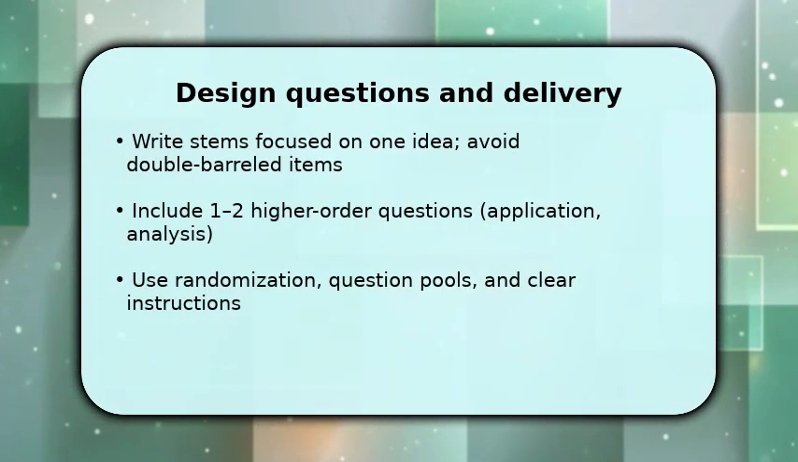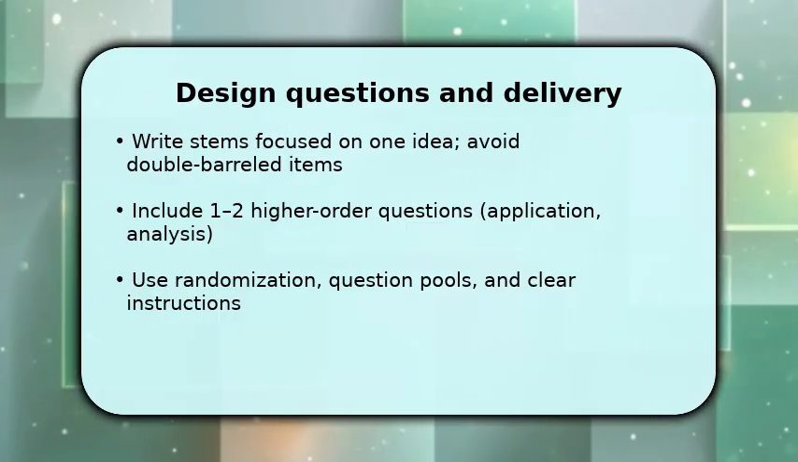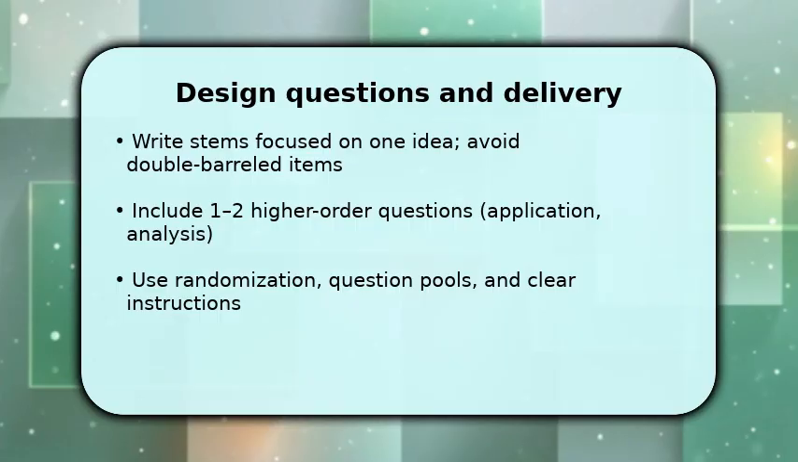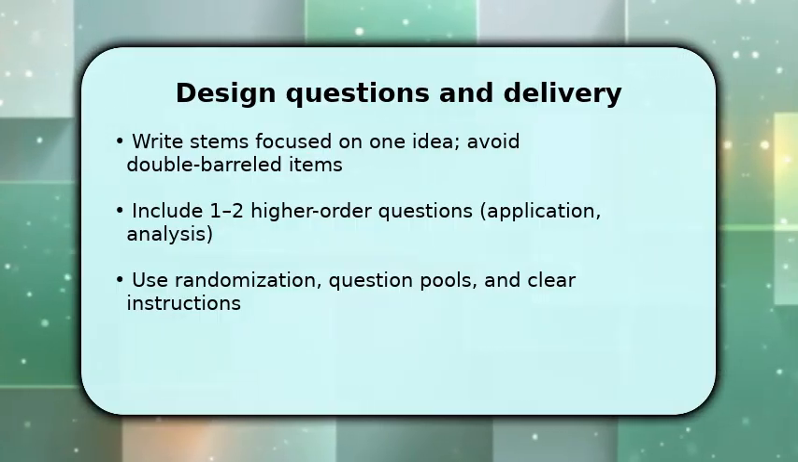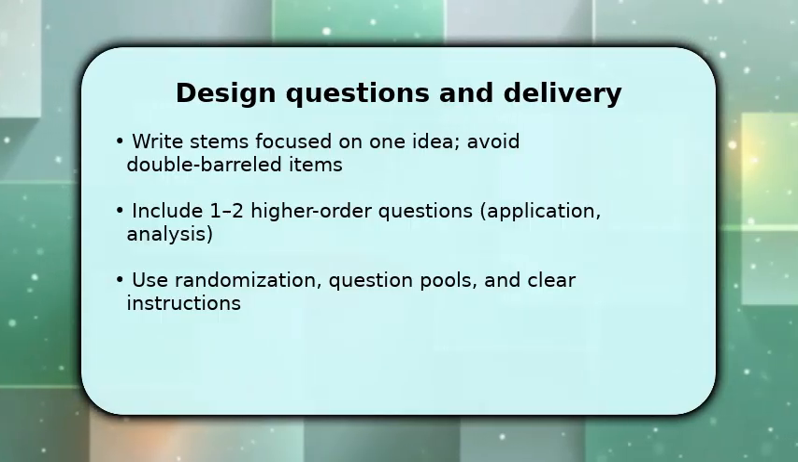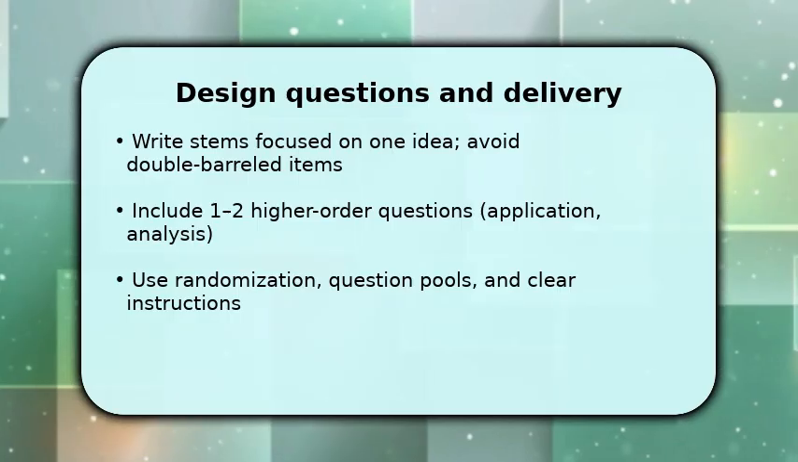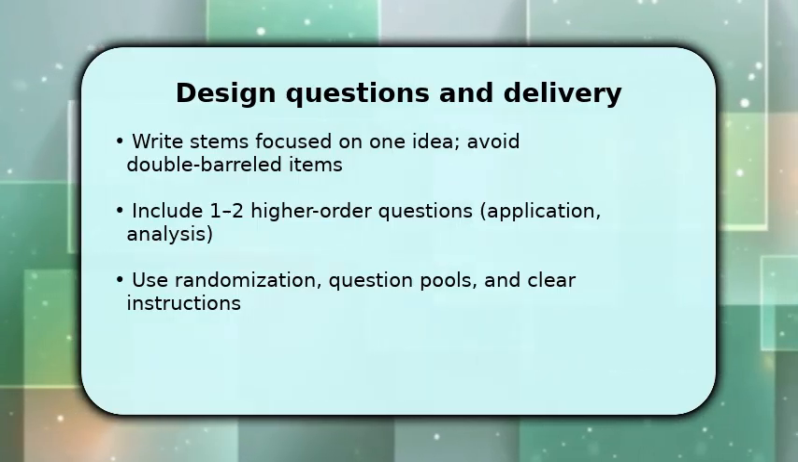Now build the core. Write clear stems that test a single concept and avoid traps like double-barreled phrasing. Mix difficulty. Most items check recall, but include one or two higher-order problems for transfer. Once you have items, organize them into pools and enable randomization to reduce cheating.